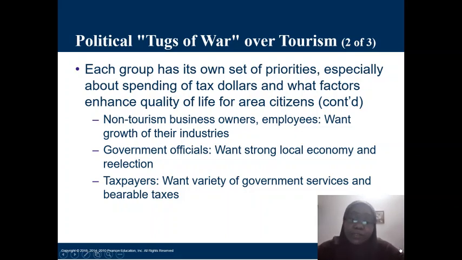For taxpayers, they want a variety of government services, a lot of services. They want the government to provide infrastructure. They want the government to do this and that. And as well, they don't want unbearable taxes. They don't want taxes to be too high, because it's going to have an effect on their disposable income. So we can see that there are various conflicts of interest, as many as we have various constituent groups in tourism.